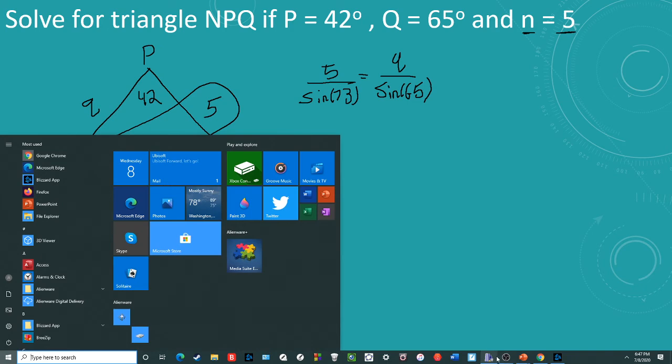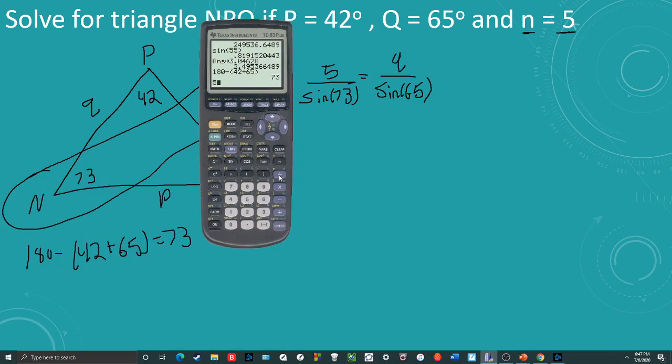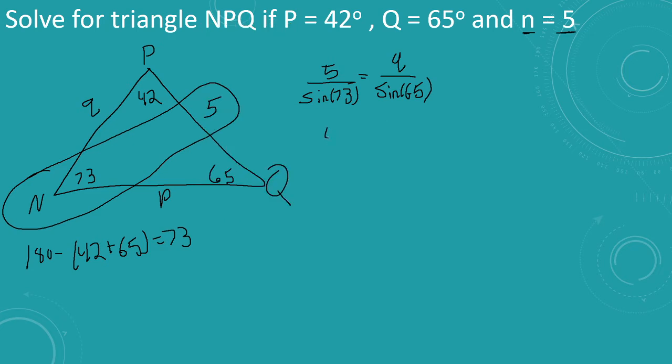And then we solve this out here. So I'm just going to do this all in the calculator to save some time. So 5 divided by sine of 73. And then I'm going to times that by the sine of 65. Just to get rid of the division over here, right? I get 4.74. So 4.74 is equal to Q.